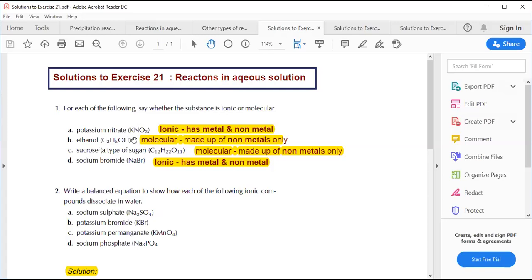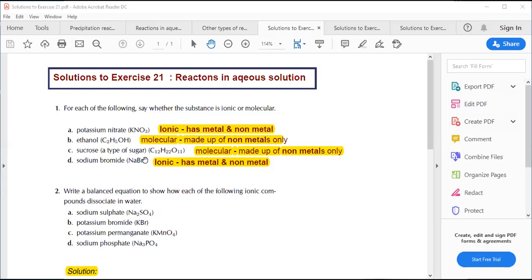Next one is the ethanol. Ethanol C2H5OH. Right, carbon non-metal, hydrogen non-metal, oxygen non-metal. So that one becomes molecular because it's made up of only non-metals. Right? Then the next one is sucrose, which is a type of sugar, which is C12H22O11. Carbon non-metal, hydrogen non-metal, oxygen non-metal. So that's molecular, made up of only non-metals.